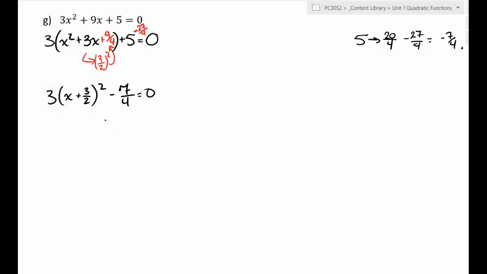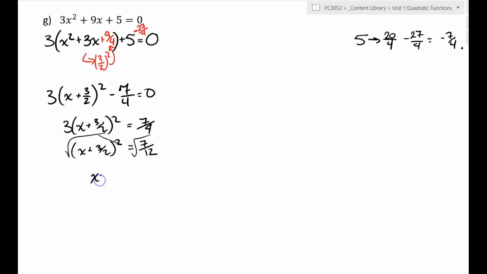Again, from here our steps are still the same. Even though we're dealing with fractions, even though we're dealing with multiplication, it's still the same steps that we're doing. So 3 times x plus 3/2 squared equals 7/4. We're going to divide by 3 first. So x plus 3/2 squared, so we're getting our squared term completely isolated, gives me 7/12. Take the square root of both sides.